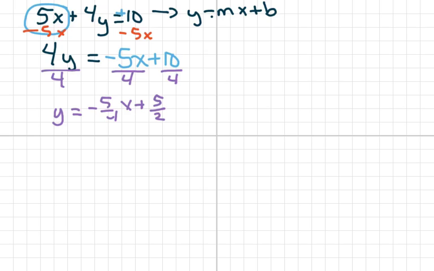So the first thing I'm going to do is graph my y-intercept part, which is 5/2, which is about 2.5. And from here, I'm going to go down 5 and to the right 4. 1, 2, 3, 4.